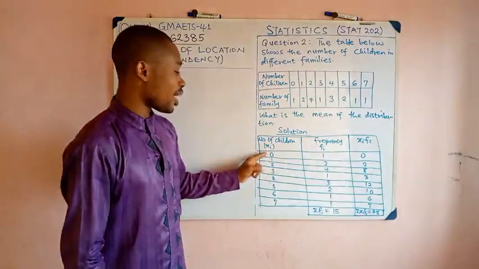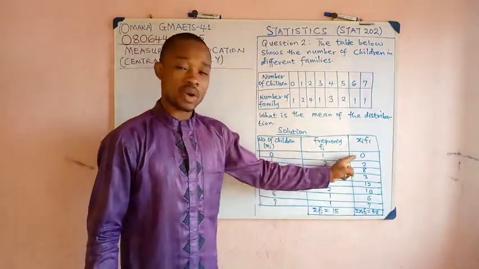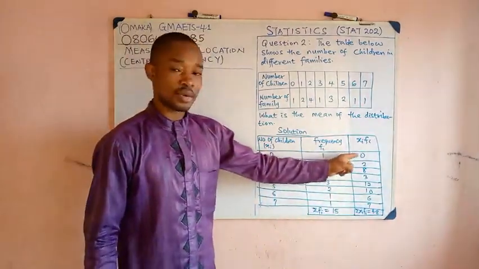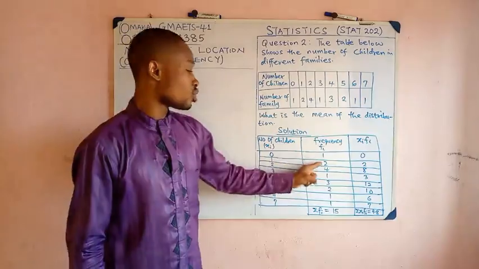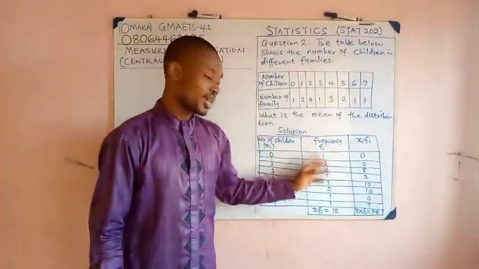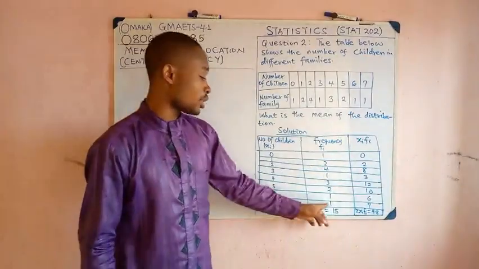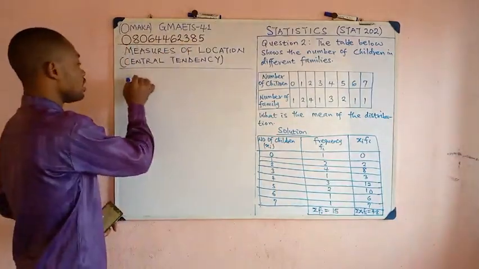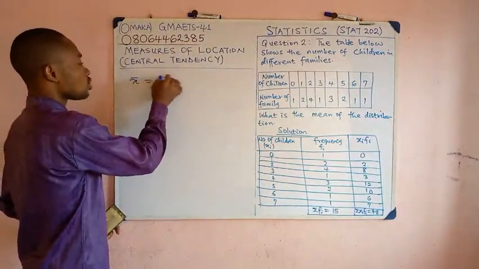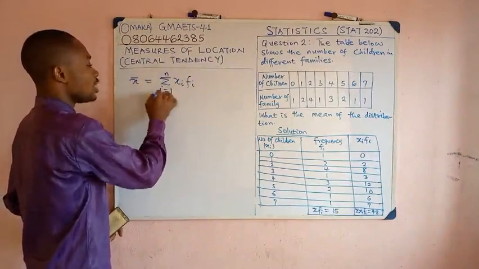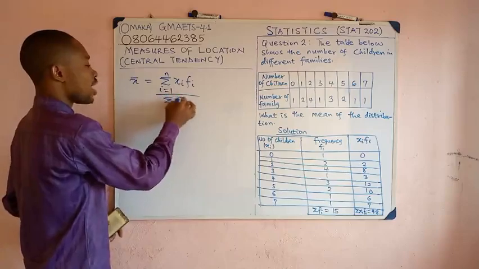So we're going to multiply this value by this value, we get our xi fi. For example, in the first one, 0 times 1 will give us 0. We have 1 times 2 will give us 2. We have 2 times 4 will give us 8. In that order down to 7 times 1, you get 7. Now, knowing that the formula for calculating mean in this case is equal to summation xi fi with i equal to 1 down to n divided by summation fi.